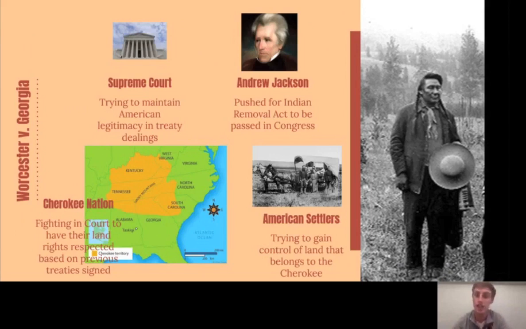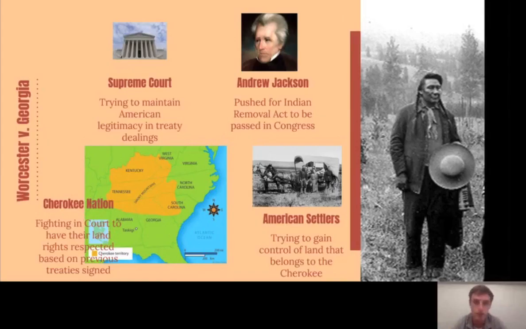Now, this actually gets challenged in court, in a Supreme Court decision, Worcester versus Georgia, and there are four main players: the Supreme Court, Andrew Jackson, the Cherokee Nation, and American settlers. We already talked about American settlers trying to take land that belongs to the Cherokee, which is this yellow territory right here. You'll see Knoxville was originally Cherokee land.